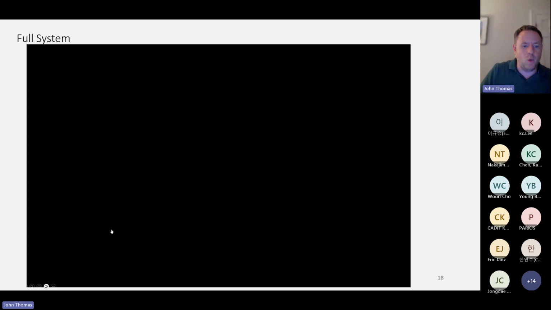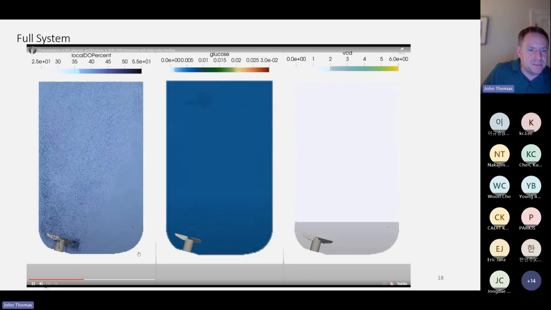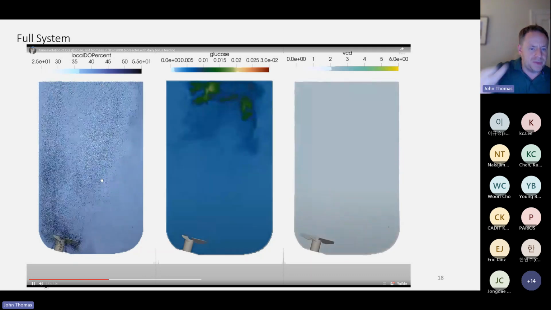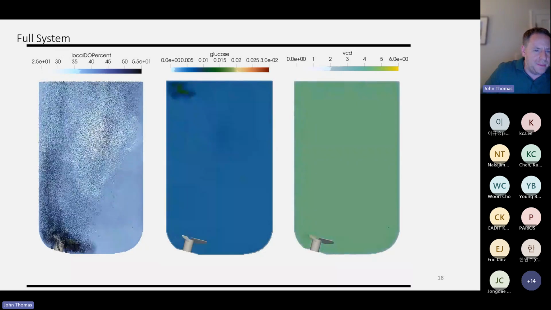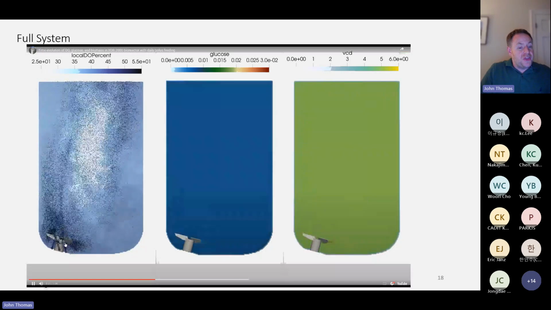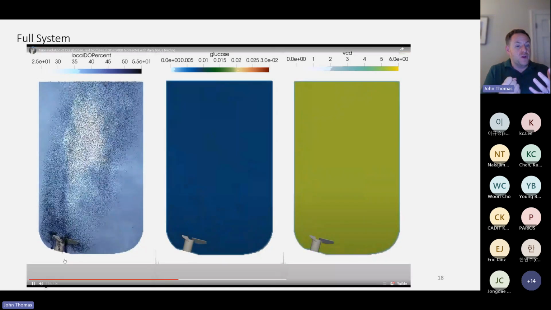So let's go ahead here and watch this full system behave. So here, this is moving very, very fast, so I apologize for the movie, but I have local DO on the left. So let's focus on this left picture first. As the biomass grows, its DO demand is going up. And we can see as the viable cell density is going up, it's demanding more and more and more oxygen. The PID controller is responding by increasing the gas flow rate.